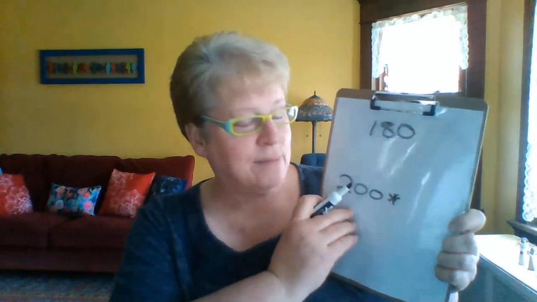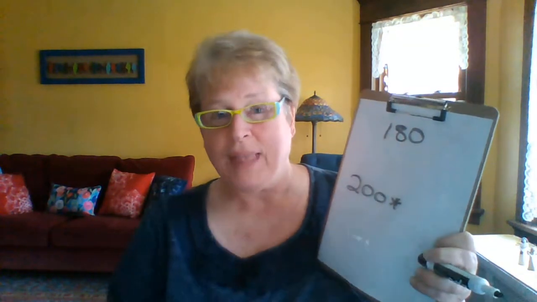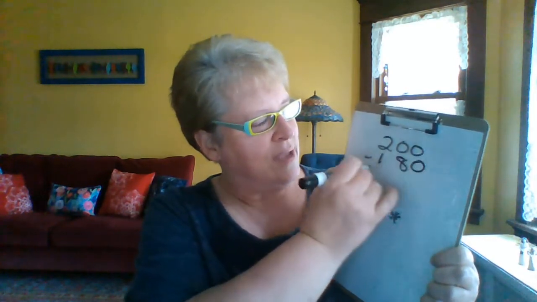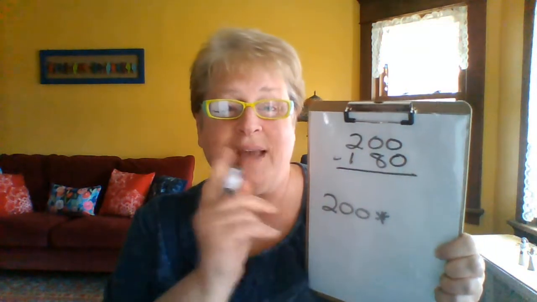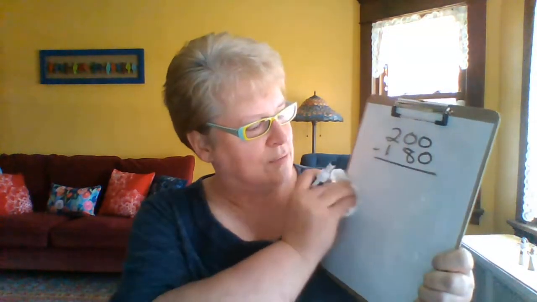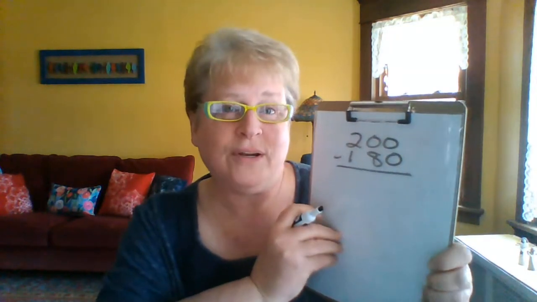We could add to this number until we got up to 200, or we could take 200 and subtract, or take away, 180 to see how many we would need. That's what I'm going to do. So I'm going to put a subtraction problem up here. I have the 200 that I want, and I'm going to subtract or take away the 180. Now we're going to be doing some regrouping today. This, our goal, we already have that up at the top. We want 200. We have 180.